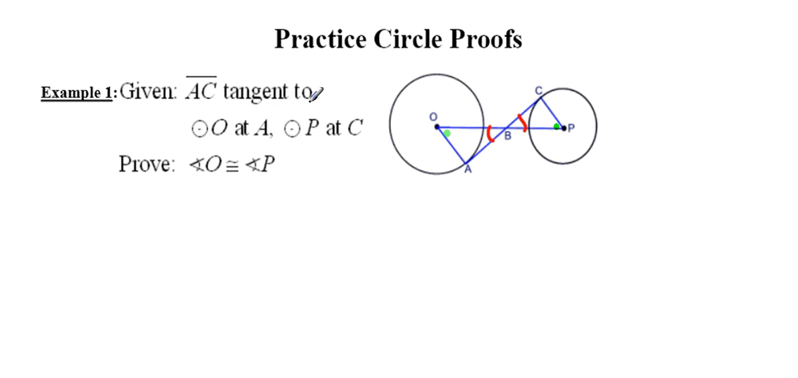Now this AC being tangent to the circle, remember we have a theorem that says anytime that you have a tangent line that meets a radius, the result is that they're always perpendicular to each other. So where tangent AC meets radius OA, there's a right angle formed. And likewise over here in this other circle, where tangent AC meets radius PC, there's a right angle that's formed.